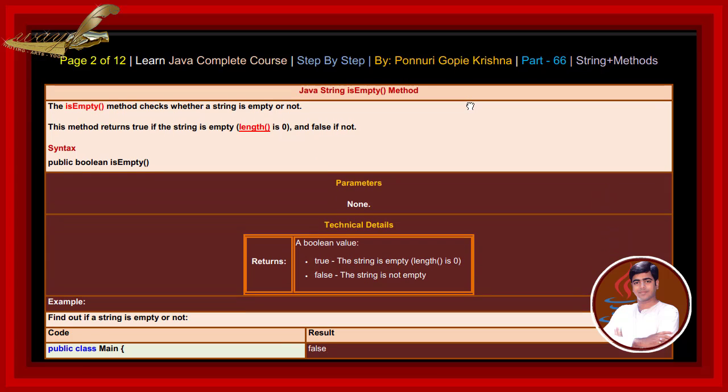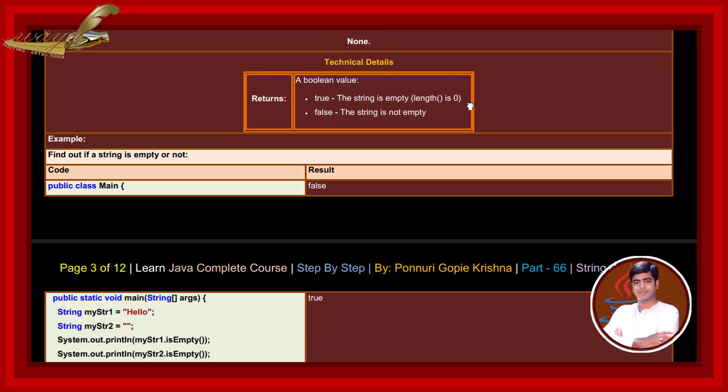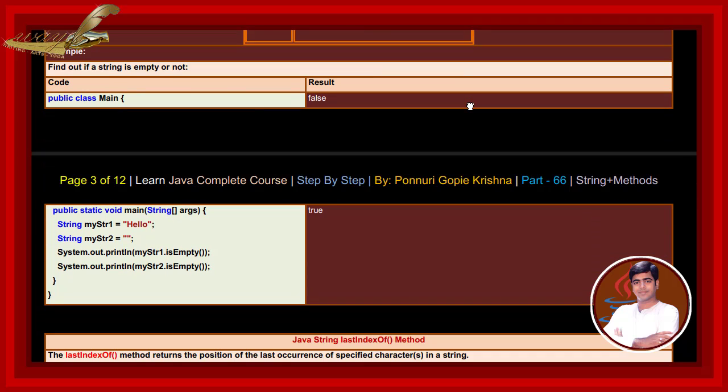Java string isEmpty method. The isEmpty method checks whether a string is empty or not. This method returns true if the string is empty, that is, length is 0, and false if not. Syntax: public boolean isEmpty(). Parameter: none. Technical details: boolean value, true if the string is empty, length is 0, false if the string is not empty. See the example: find out if a string is empty or not. If we write and execute this code, the output result returns false and true.